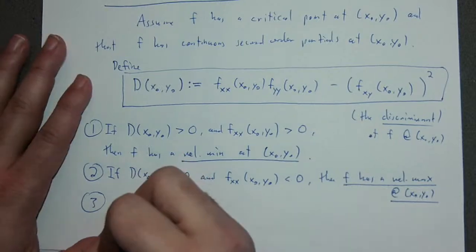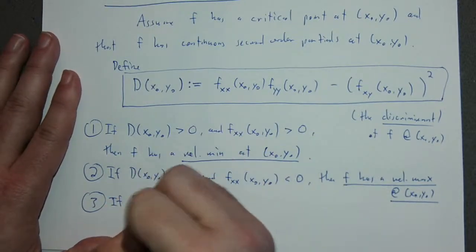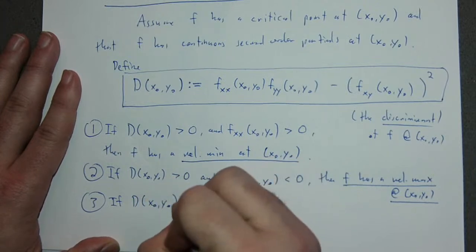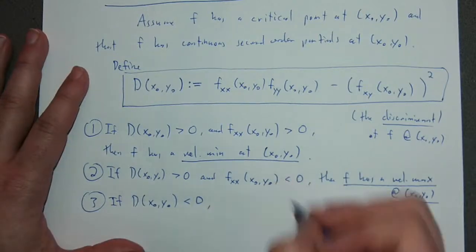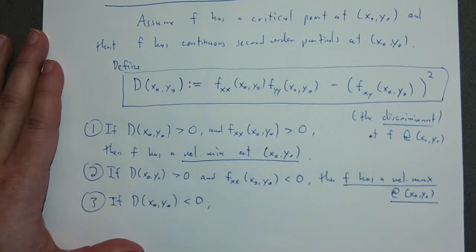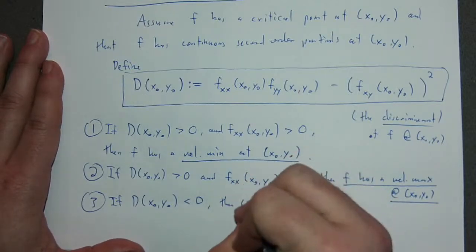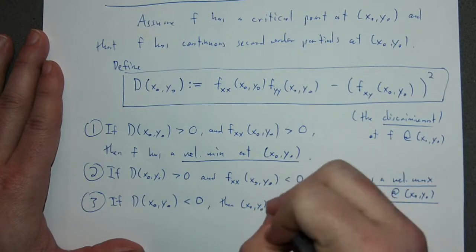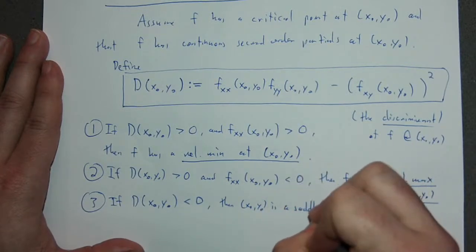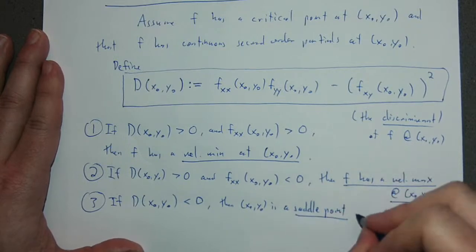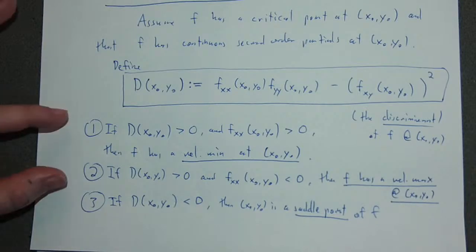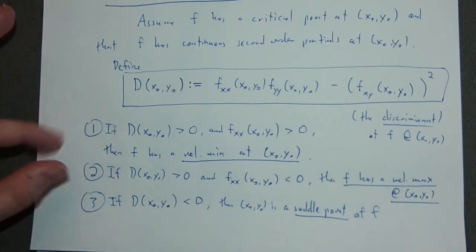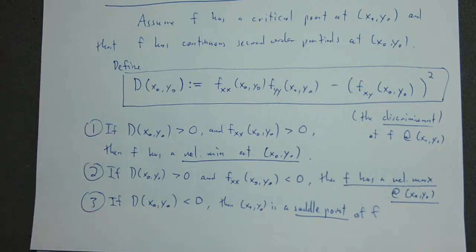And so this covers every possibility when the discriminant is positive. Okay. So then I have the case that the discriminant's negative. If the discriminant is negative, then I actually don't need to check anything else. Then x naught, y naught is a saddle point of f. Okay. So the first two cover the case when the discriminant's positive. The third one covers the case when the discriminant is negative.